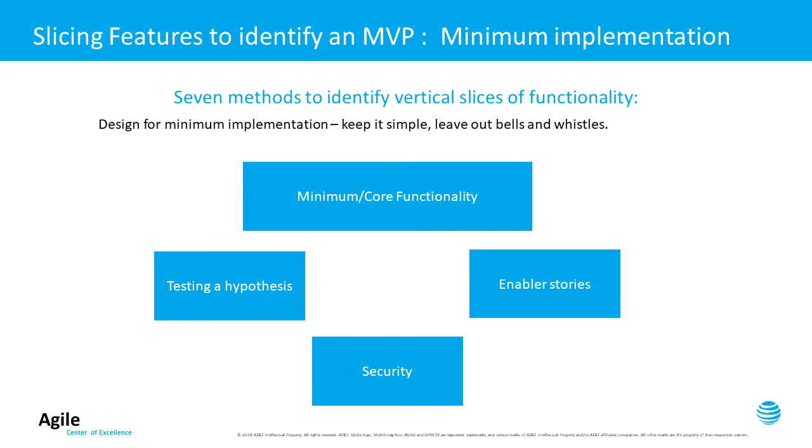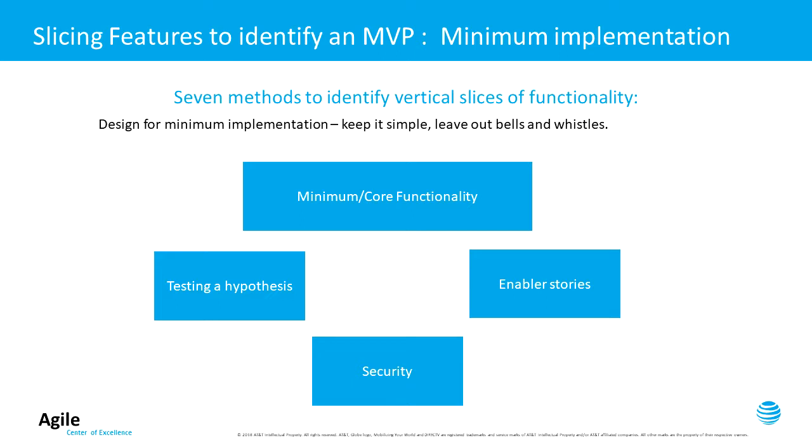Looking at the boxes on the screen, so we're building minimum core functionality. Maybe we're testing a hypothesis, proving out that what we want to build is possible. Or maybe it's an enabler story, something that needs to be built first before the rest of the functionality is even possible. And of course, we can't forget security. If you're going to be deploying something into the wild, you need to have minimum amounts of security involved as well. By now, I'm sure you're getting the hang of applying these principles to our 3 MVP examples.